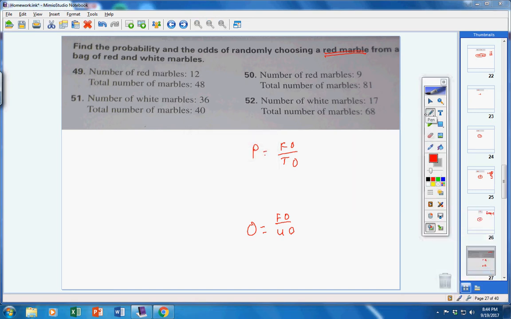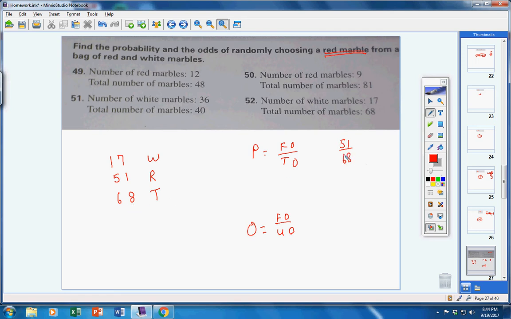Okay, students, here we go. For number 52, we have 17 white marbles. We have 68 total marbles. So the red marbles would be 51. Okay? So here we go. Probability is favorable outcomes, which is 51, over total outcomes, which is 68.